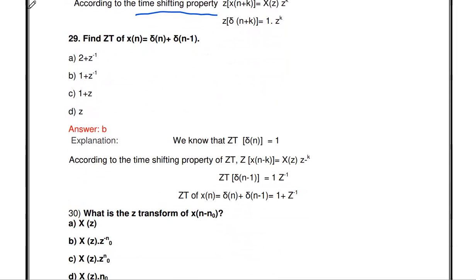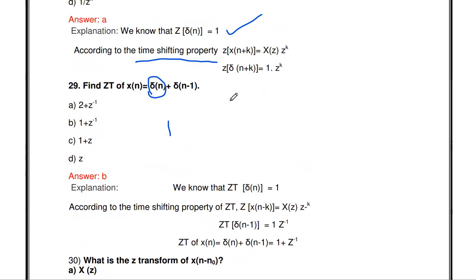Then the next one: find the Z transform of x of n equal to del of n plus del of n minus 1. Here, using the linearity property, we are going to solve. That is, we have to find the Z transform for each individual signal and add them. So first, the Z transform of del of n we have to calculate. What is the Z transform of del of n? 1, you know. Then what is the Z transform of del of n minus 1?